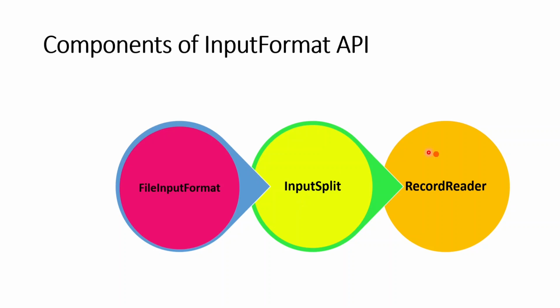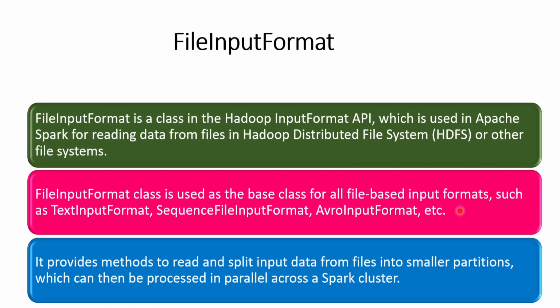And the third component is record reader. Once input split has split the physical file into logical divisions, the record reader will start consuming the data from the external file system, and it will move the data to Spark executors in the form of partitions. These are the three major components. Let me dive into details for these components.